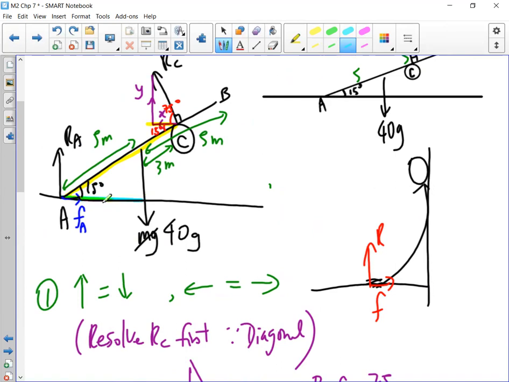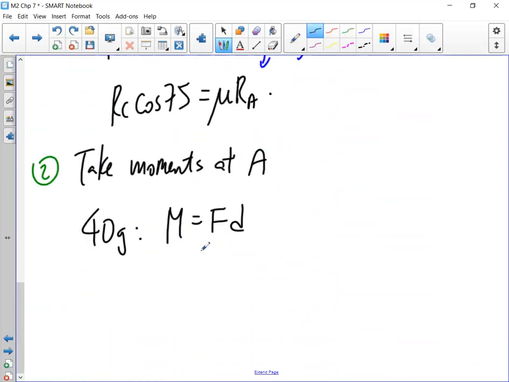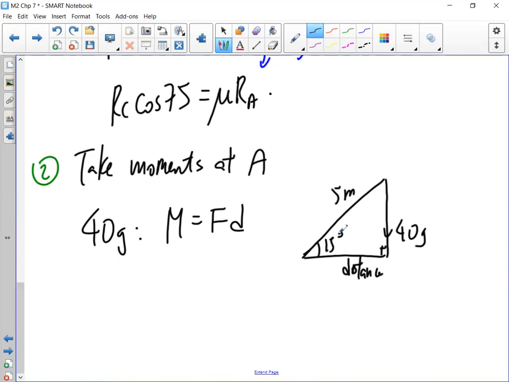Right, anyway, so that's the perpendicular distance. So it'll be 5 cos 15. This is all coming from chapter 4. So moment equals force times distance. I'll draw a little distance for you. This is 5 meters, which is 40G. That's the distance, 15 degrees. So moment equals 40G, the force, times the distance, which is 5 cos 15.